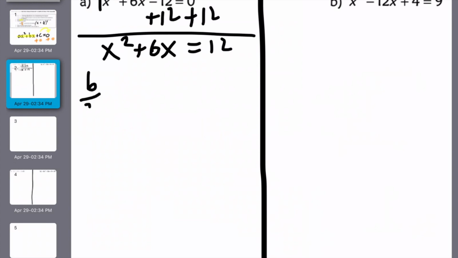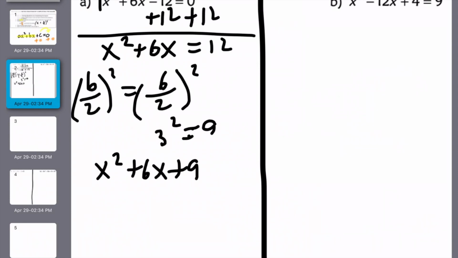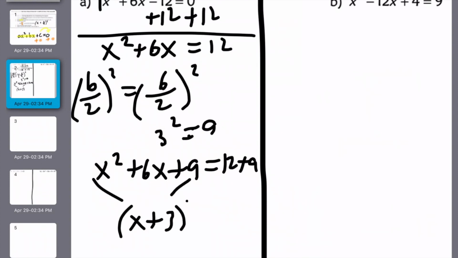Now I need to do the b over 2 and square it. So that'll be 6 divided by 2 squared, which is 3 squared, which is equal to 9. So now I need to add 9 on both sides. So we're going to have x squared plus 6x plus 9 equals 12 plus 9. And I know that this factors down to become x plus 3 squared equals 21. So let me jump to the next slide really quick, and I know I'm going quickly, so feel free to pause this and write this down.